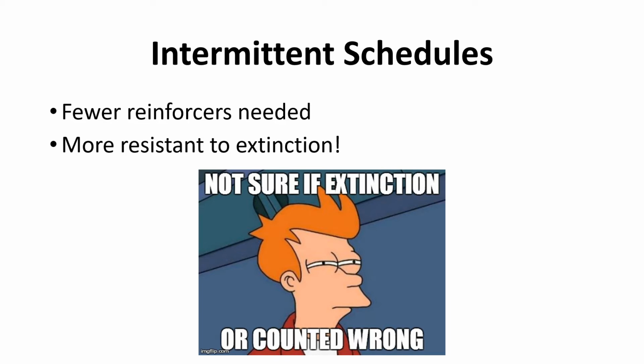Another benefit of intermittent schedules is that you need fewer reinforcers because you're reinforcing less often. If we have a continuous reinforcement schedule, if the rat presses the lever 10 times, then they get 10 pieces of food. But if we have an intermittent schedule, then maybe that rat pressing the lever 10 times only gets 1 piece of food. Depends on our schedule of reinforcement. But we need less of it, and therefore the rat is less likely to be satiated, and it's all sorts of different things like that.